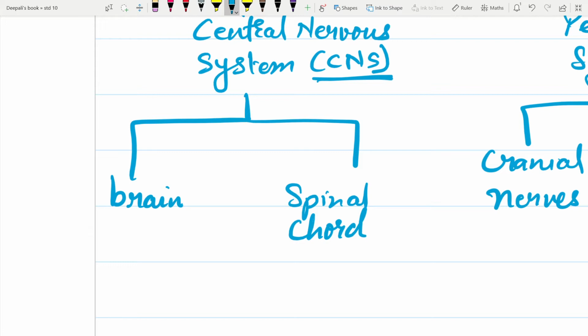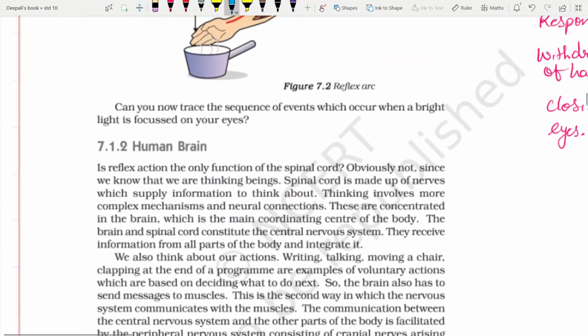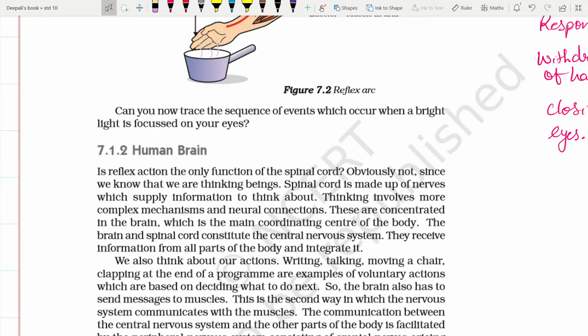The brain allows us to think and take action based on that thinking. Now there are sympathetic and parasympathetic nerves. They form the involuntary or autonomous nervous system, which is connected with internal involuntary organs. So this is what our nervous system constitutes. Now let us understand this through this paragraph.